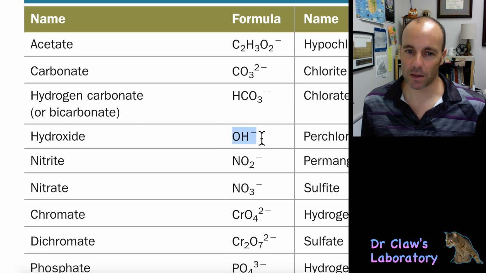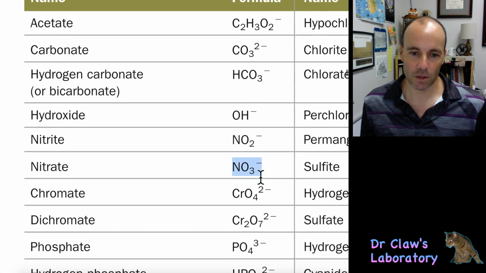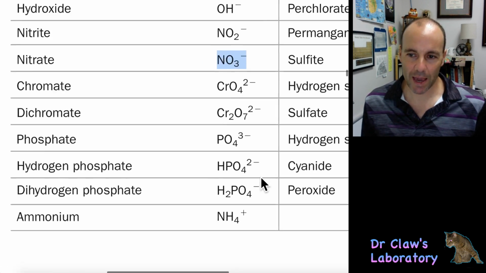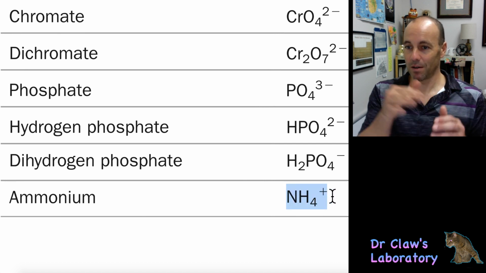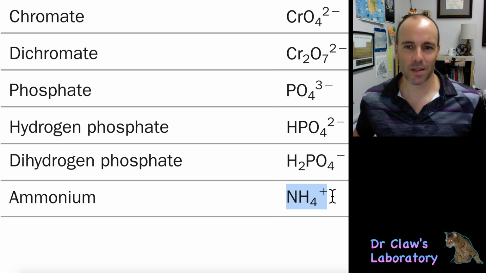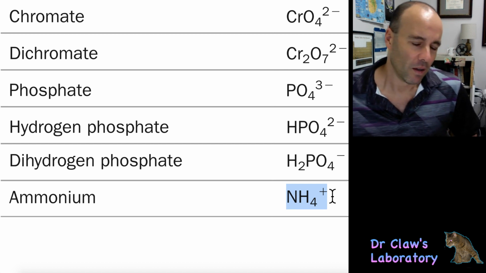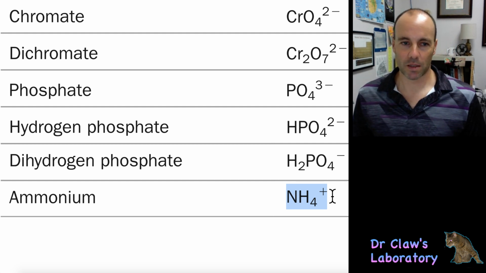Hydroxide is OH minus. We'll see this one a lot. Nitrite is NO2 minus. Nitrate, NO3 minus. So you can have a look through the list right here. The only polyatomic cation in this list is NH4+. There are others, but the only one that we're going to see this semester is probably the ammonium ion. So ammonium is NH4+.